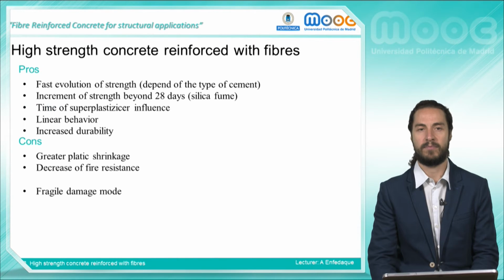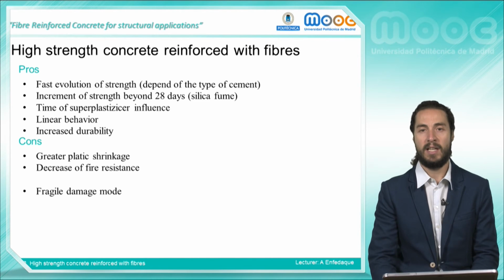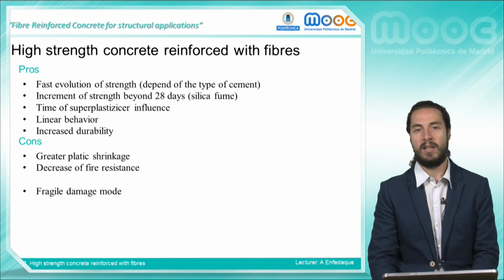Summarizing, the pros of the high-strength concrete are its fast evolution of strength, which depends on the type of cement, its gain of strength beyond 28 days of age, its mainly linear relation between stresses and strains, and its increased durability. On the contrary, due to the high contents of binder, the plastic shrinkage is greater than in a conventional concrete. In addition, it has a worse fire resistance and it has a fragile behavior when damaging.